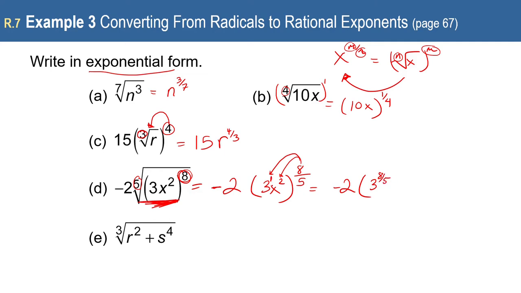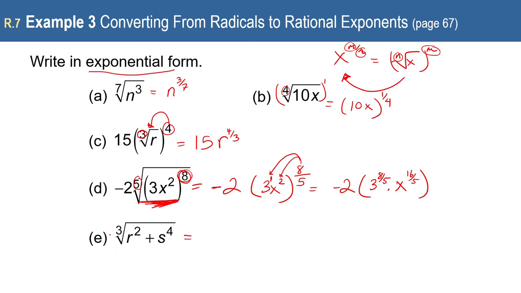Again, there's an invisible exponent of 1. 1 times 8/5 is 8/5. And we have x raised to the 2 times 8/5, which can be simplified to 16/5. This is our expression, negative 2 times 3 raised to the 8 fifths times x raised to the 16 fifths.